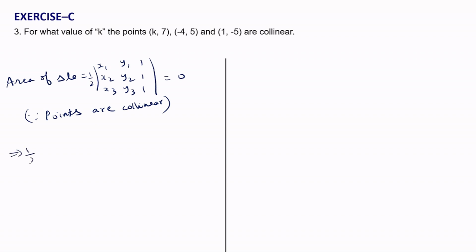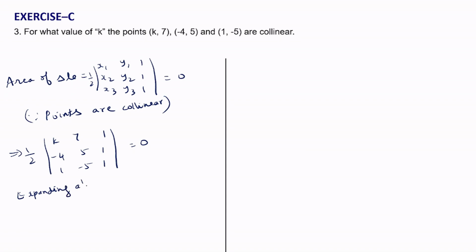So this implies 1/2 of the determinant of rows k, 7, 1; -4, 5, 1; 1, -5, 1 is equal to 0. So this part alone will be equal to 0. So let us expand along R1.